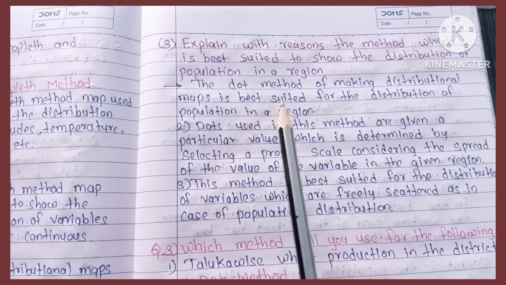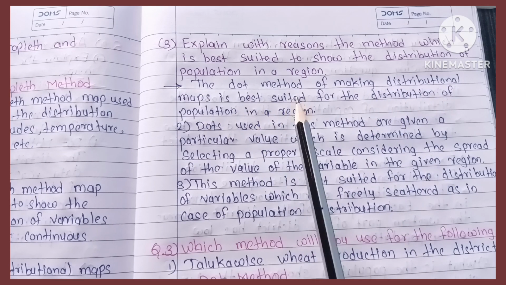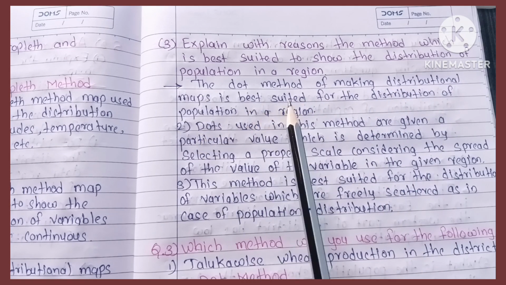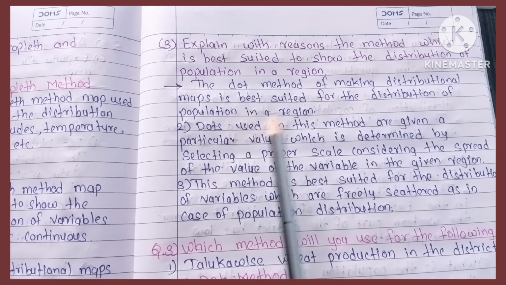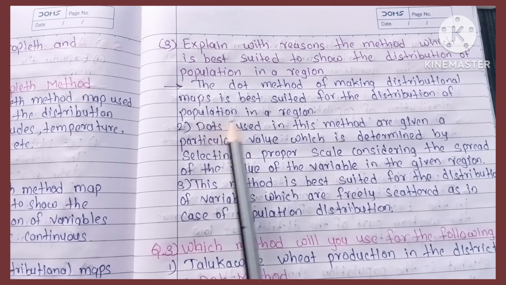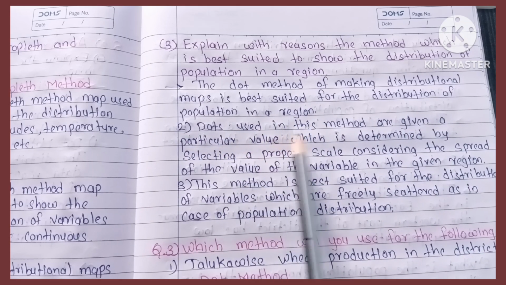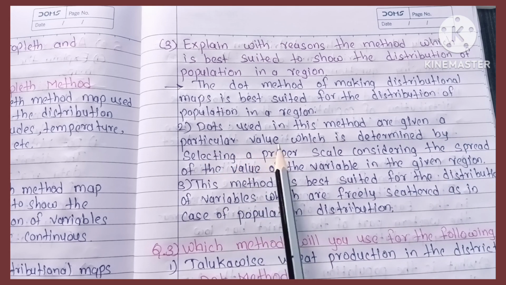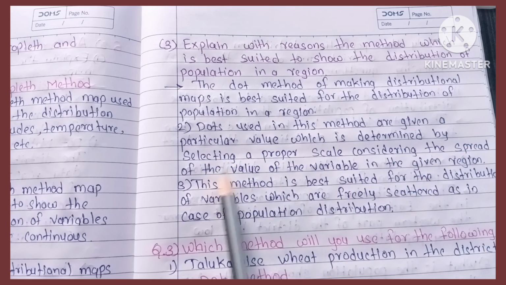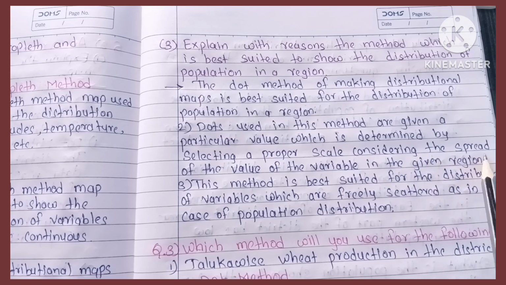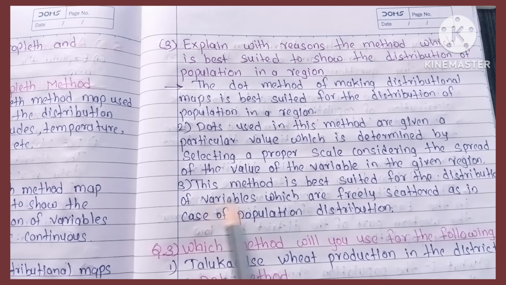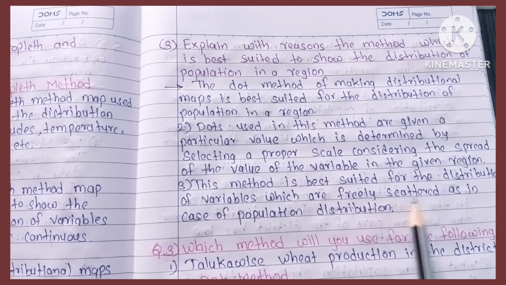Third question, explain with reason the method which is best suited to show the distribution of population in a region. Answer: Dot method of making distributional maps is best suited for the distribution of population in a region. Dots used in this method are given a particular value which is determined by selecting a proper scale considering the spread of the value of the variable in the given region. This method is best suited for the distribution of variables which are freely scattered as in case of population distribution.